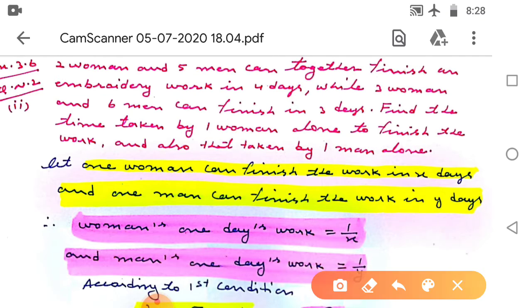Second part: 2 women and 5 men can together finish an embroidery work in 4 days, while 3 women and 6 men can finish it in 3 days. This is the second condition. Now find the time taken by one woman alone to finish the work, and also that taken by one man alone.